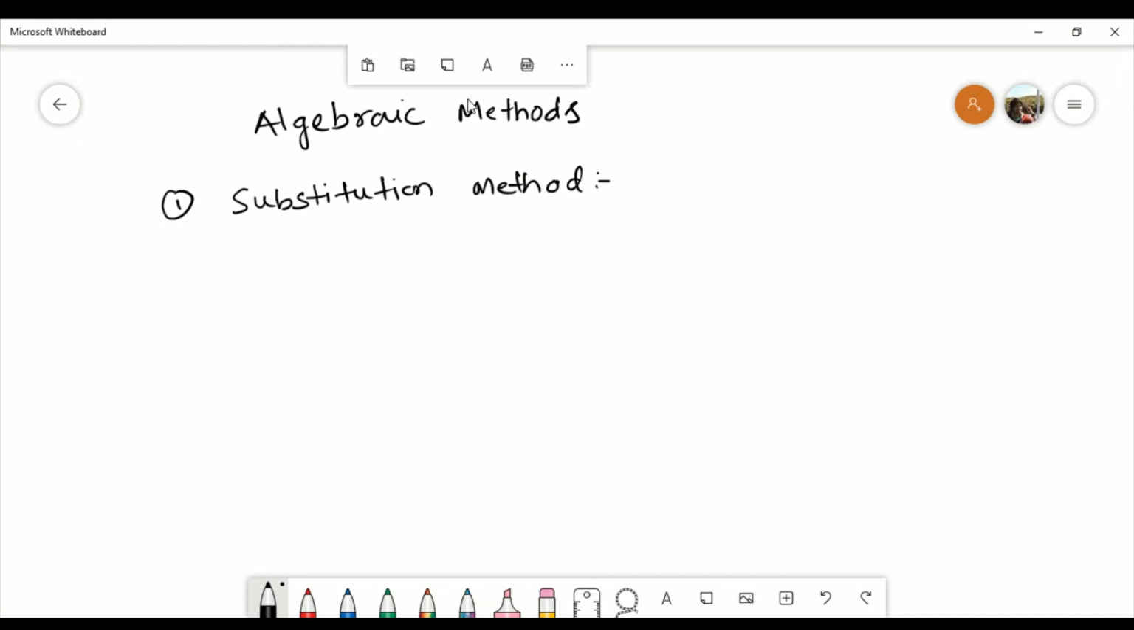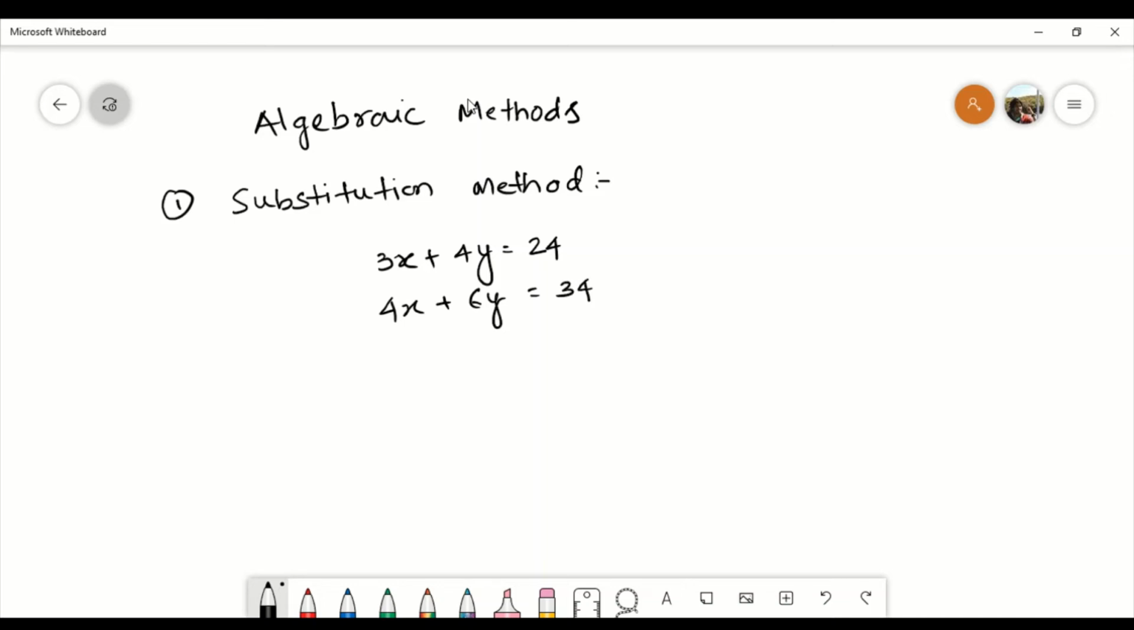So let's take the same example that we have been discussing, which is 3x plus 4y equal to 24, and 4x plus 6y equal to 34. Now we have to solve these two equations with algebraic methods, and we are going to discuss the substitution method here. What the substitution method tells us is that you get the value of one of the variables in terms of the other variable from one equation, and then substitute that into the other equation so that it becomes an equation of one variable.